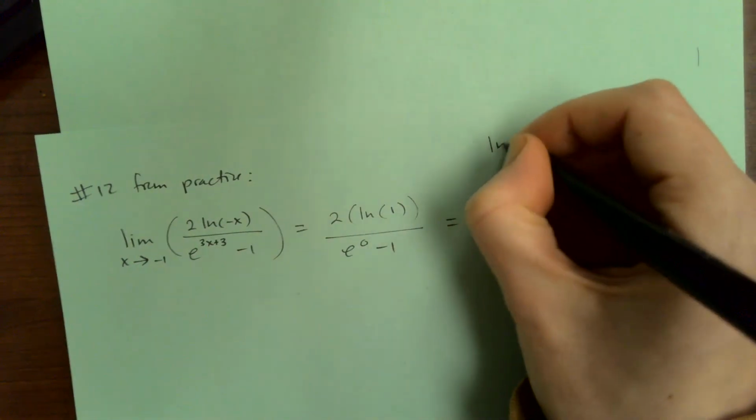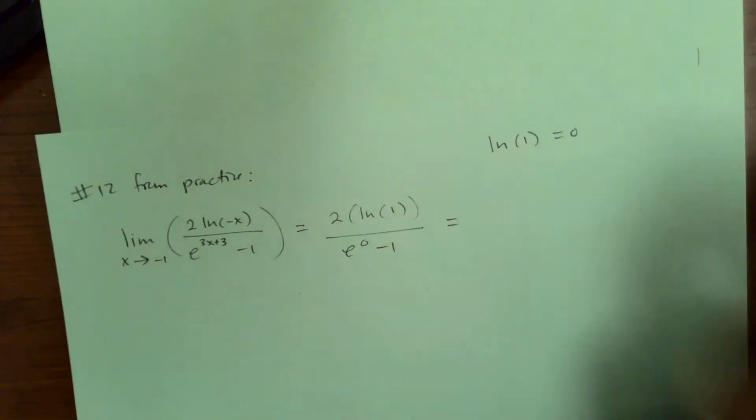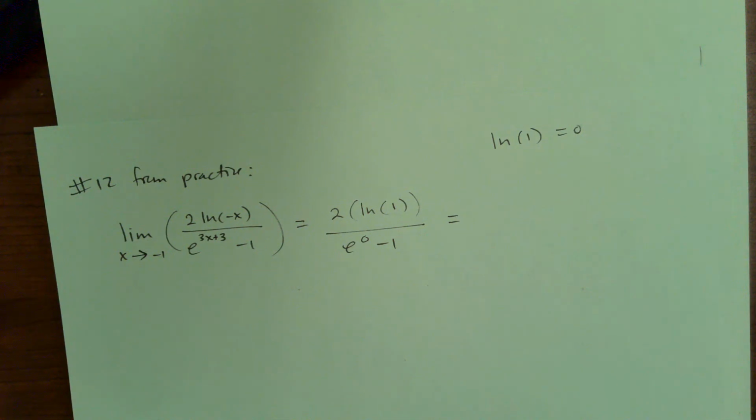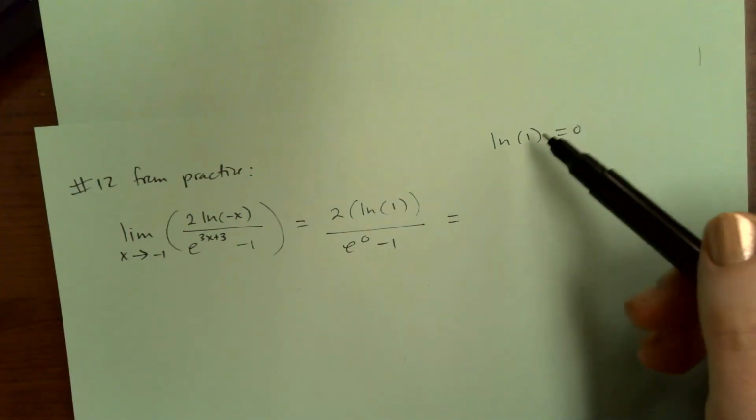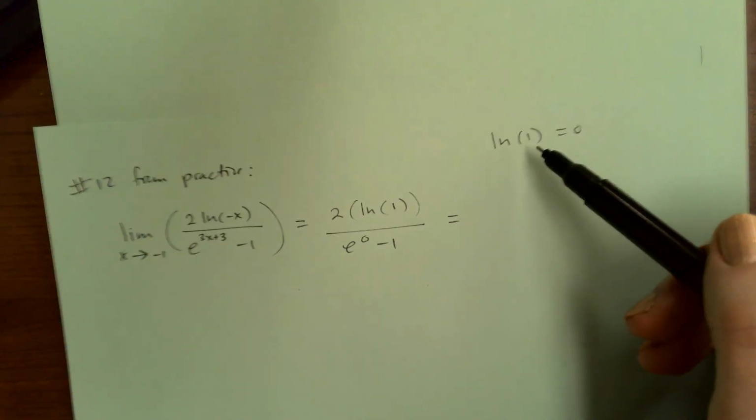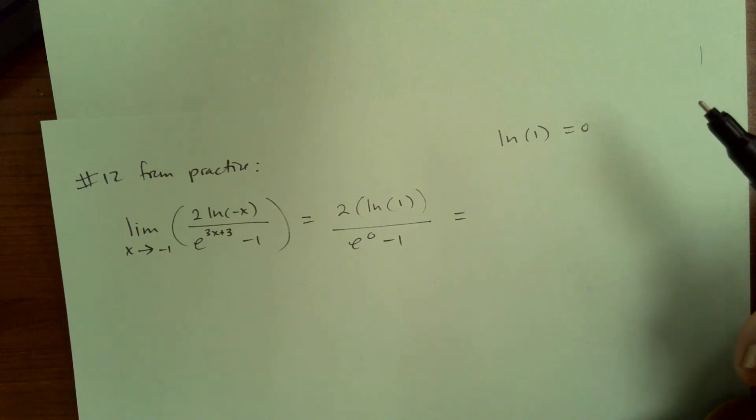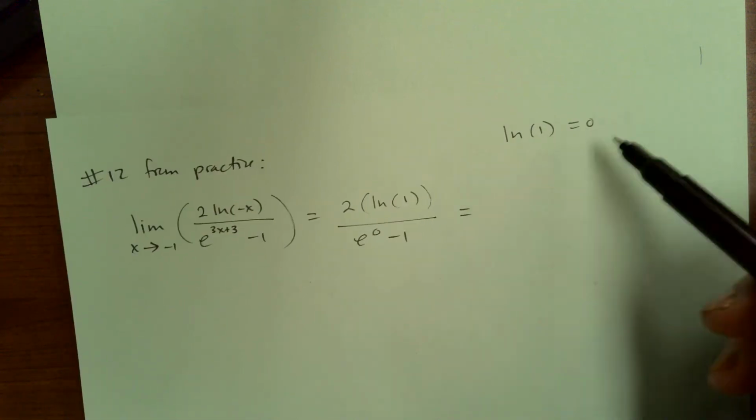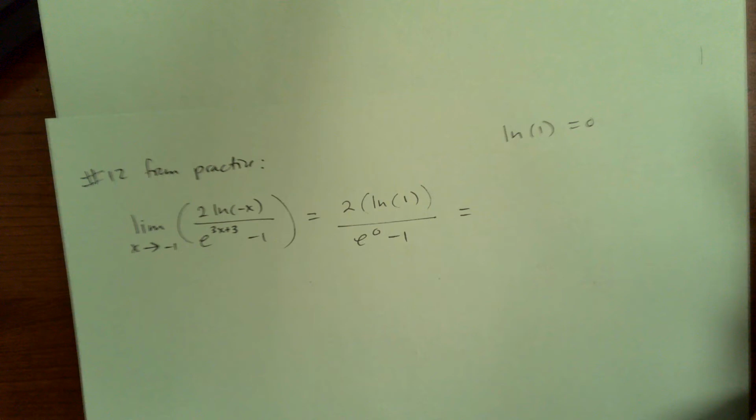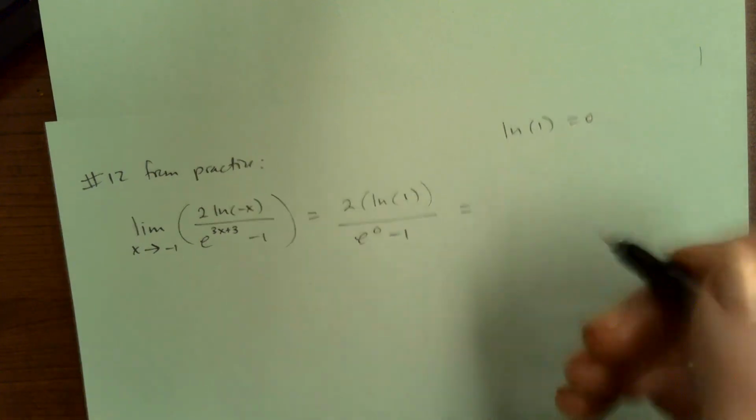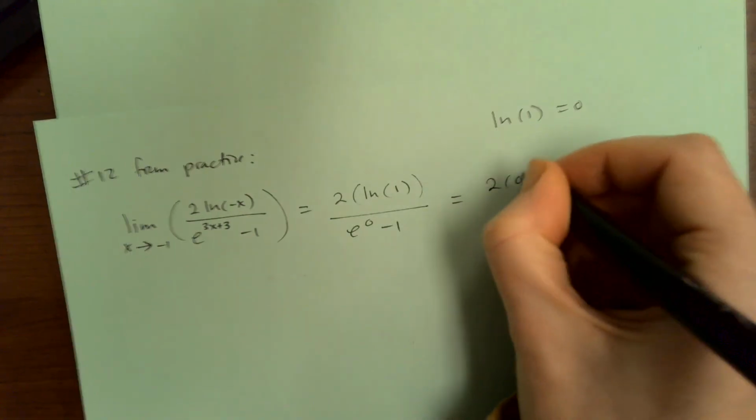Now it's a good thing, guys, if you think about why, but this should be something you know from the past. The natural log of 1 is 0, okay? Because remember, a natural log, you'd be thinking like e to the what equals 1. E to the 0 equals 1. Okay, so the natural log of 1 is 0. Yeah, so this ends up being 2 times 0.